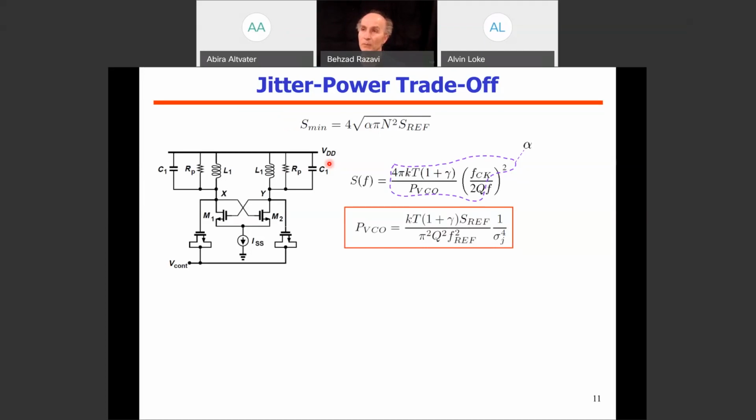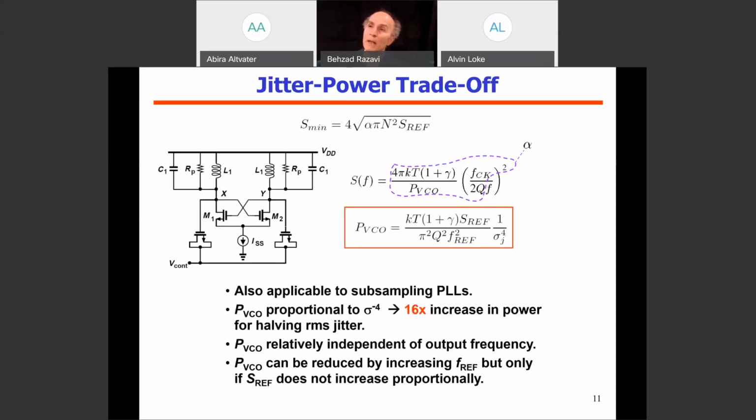This equation will play a critical role in everything that follows from now on in this presentation, and it will show some alarming trends in the power consumption and jitter trade-offs that we face in the future. Okay, so a few observations. Number one, this equation is valid for subsampling PLLs as well, simply because any PLL has to deal with the VCO phase noise and the reference phase noise.